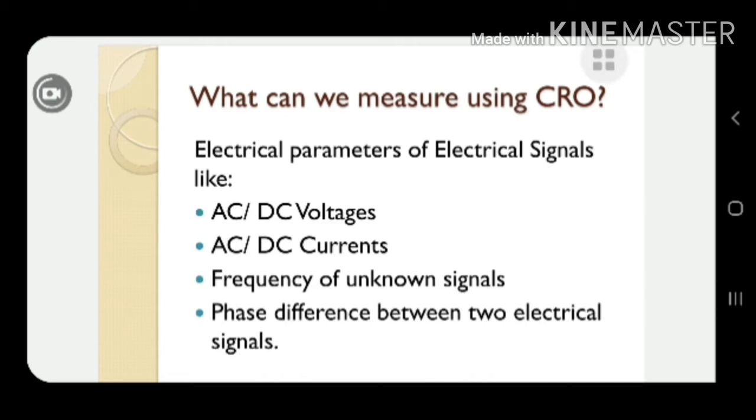What all things can you measure? The electrical parameters that can be measured of the electrical signals are AC and DC voltages. So basically all the mean and RMS values of the voltages can also be measured using cathode ray oscilloscope. We can measure AC and DC currents. We can measure the frequency of unknown signals, and if there are two electrical signals, we can also find out the phase difference between them. So all the electrical parameters of the electrical signals, whether it is AC-DC voltages, AC-DC currents, frequencies, phase difference, and any other parameter like amplitude and wavelength, everything can be analyzed using CRO.